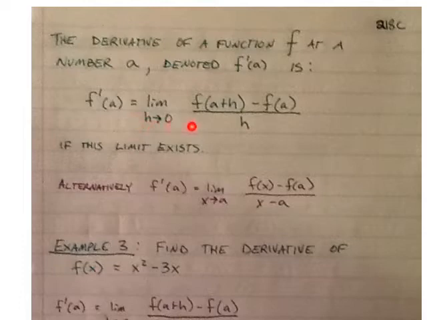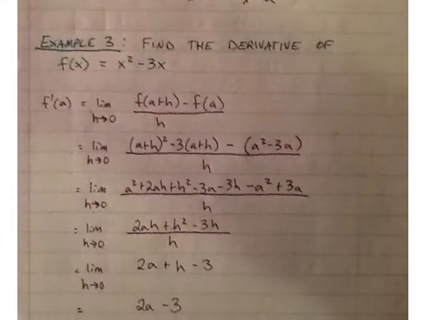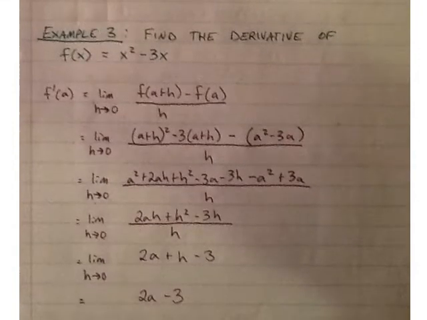So using this formula, we're asked to find the derivative of f of x equals x squared minus 3x. We remember that the derivative, we're going to find it in terms of a, f prime of a. So f of a plus h minus f of a. We plug a plus h in for the variable, minus 3 times a plus h. And then we do minus f of a, which would be a squared minus 3a.